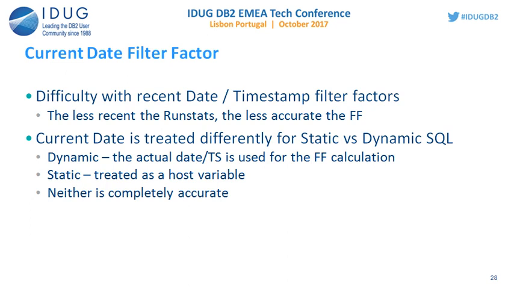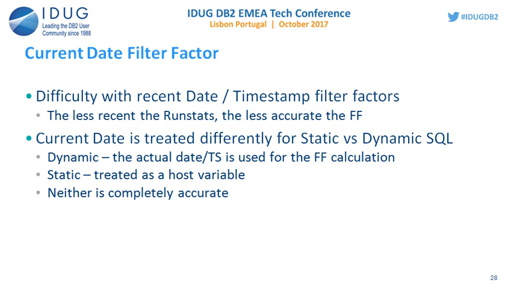Speaking of dates, there's difficulty with recent dates and timestamps and the filter factors. This is not just true of DB2, it's true of any DBMS. The less up-to-date your run stats are, the less accurate the filter factor will be. If you run your run stats regularly every weekend, and today's Thursday, and I want to find all the things that were entered in the most recent 3 days.